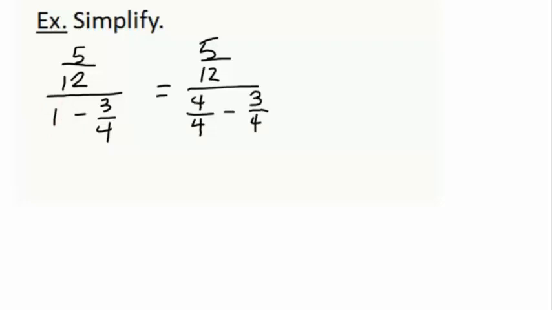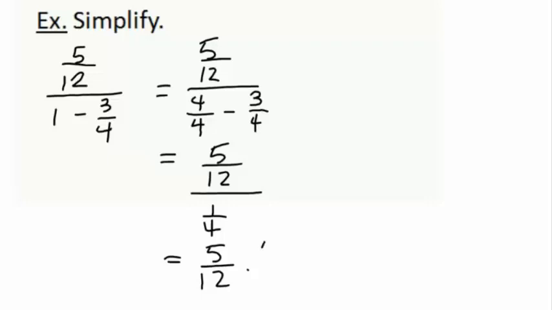We know that fraction should be 4 over 4. Perfect. Now we can go ahead and subtract those two fractions in the denominator to get 1 over 4. And then we think about this division of two fractions as a multiplication. We do 5 over 12 times 4 over 1.